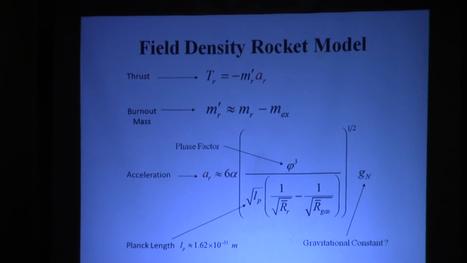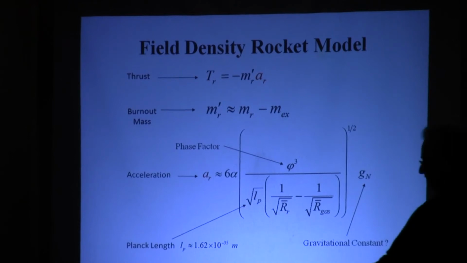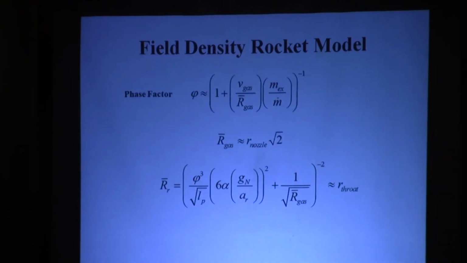And if I get to the last slide, I'll tell you how that's important to the board division. The phase factor for the rocket is basically rocket stuff: your velocity of gas, your exhausted mass, your mass flow rate. Your radial factor of gas is really just your rocket nozzle radius times the square root of 2. The radial factor of the rocket, however, is this big complex thing, but what I actually found out from doing an example is that it's approximately the diameter of the throat of your nozzle.